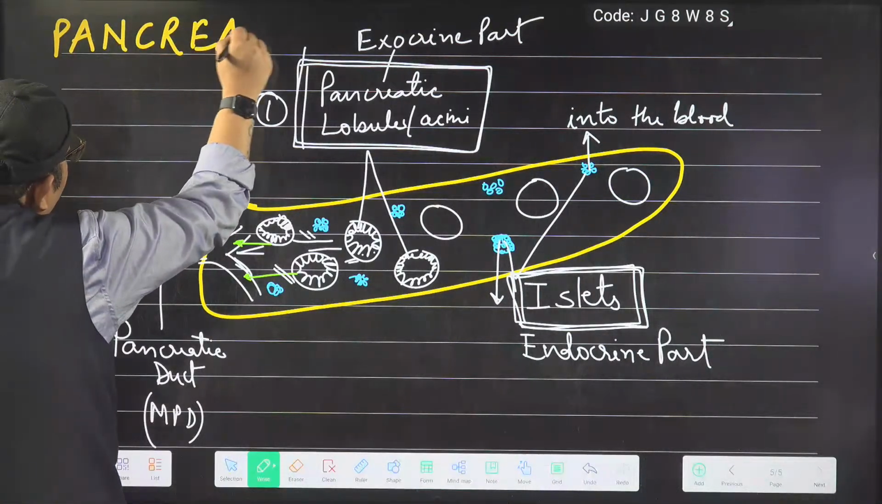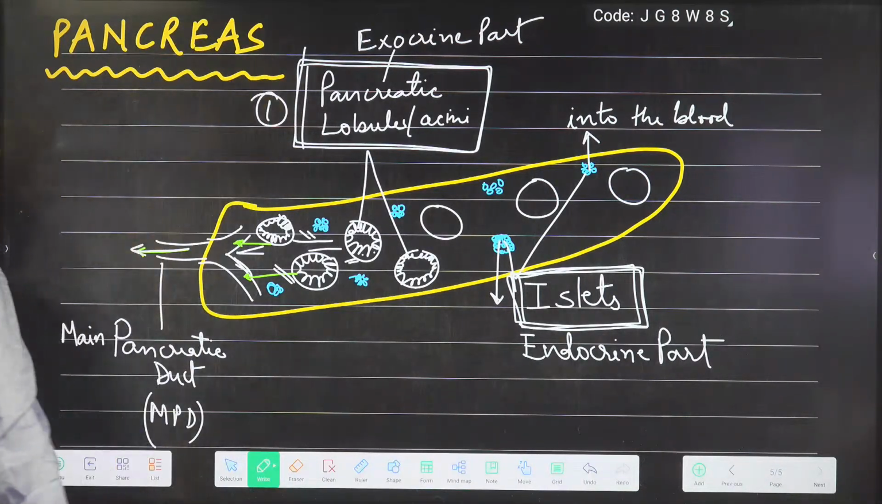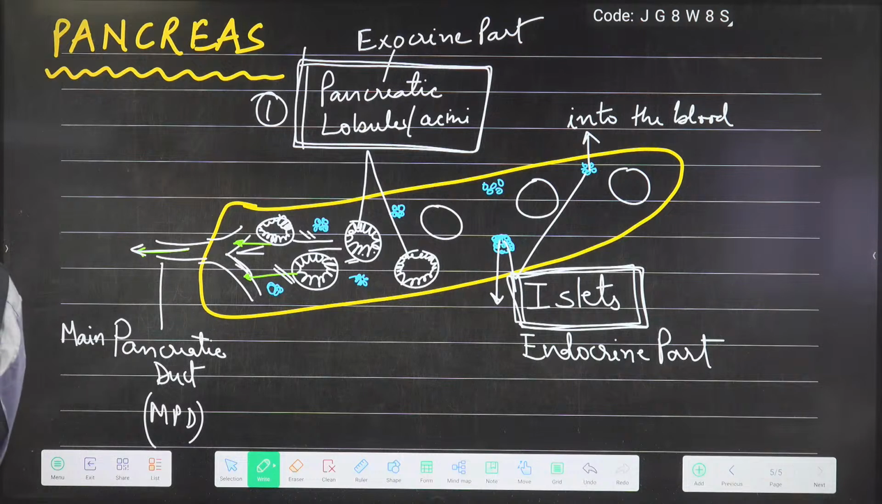How many pancreas glands we have? Option is 1, option is 2, option 3 is many. 1, 2 or many. How many pancreas we all have?